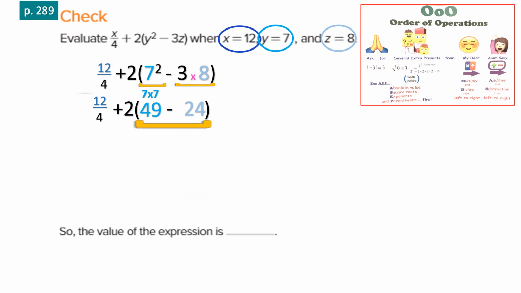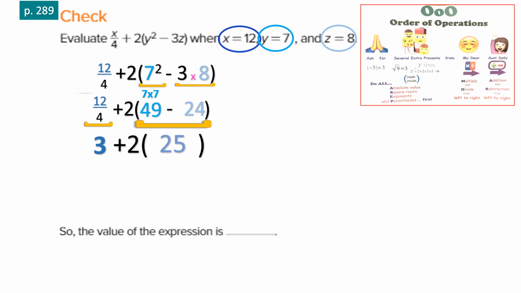Now I'm going to focus in on my parentheses. So 49 minus 24 is going to be 25. I bring everything else down. I see that I have 12 divided by 4. So that's all by itself. So I could go ahead and do that before I rewrite my math problem. So 12 divided by 4 is 3, and then I bring down my plus 2, my parentheses around the 25, then I still have everything left in the correct order.